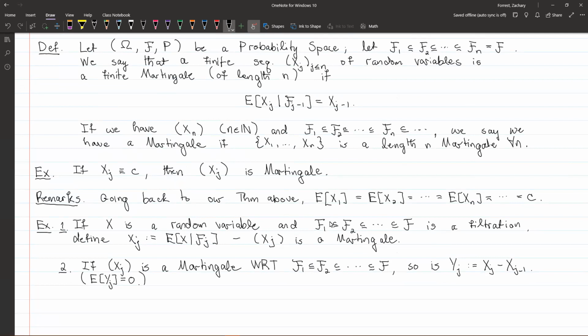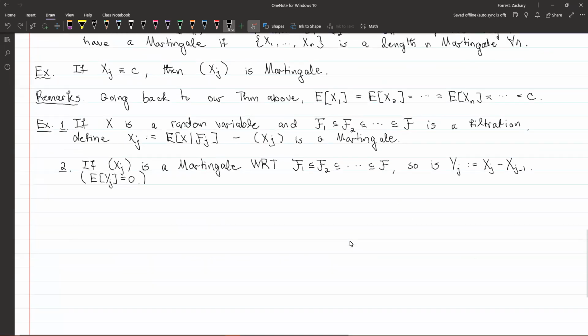Okay, so we gave some examples. So, of course, if we find out that every single random variable that we have is equal to a constant, then, of course, we have a martingale. If you have a random variable x, and what you do is you produce a filtration, doesn't matter if it is an infinite or finite filtration of sigma algebras, then we can always define xj to be the jth conditional expectation of x, and that will produce a martingale.